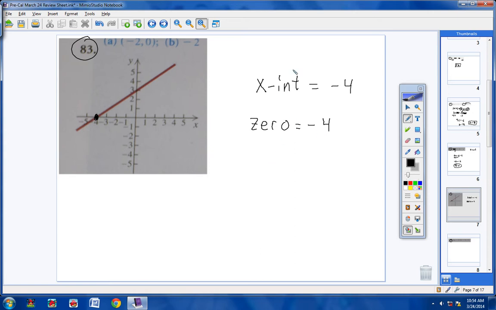Okay, so the x-intercept is -4, the 0 is -4.